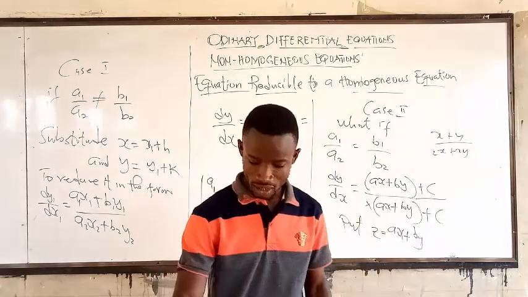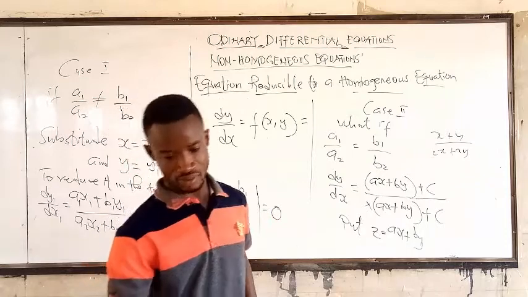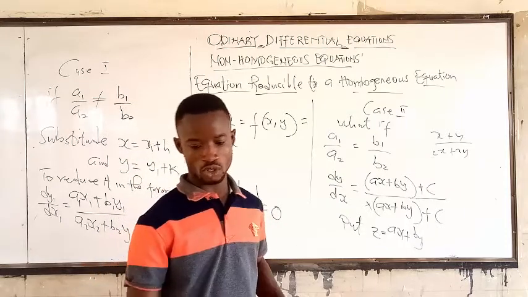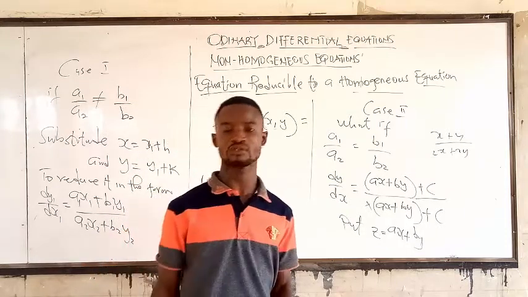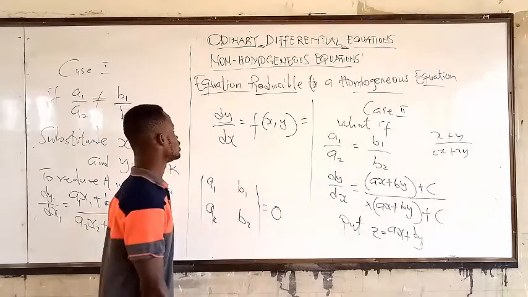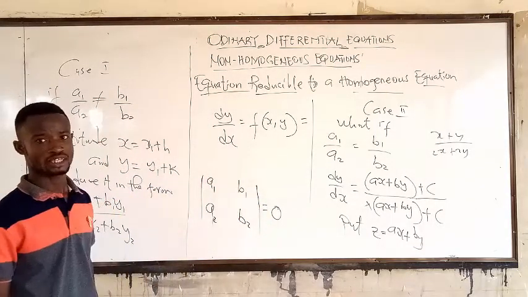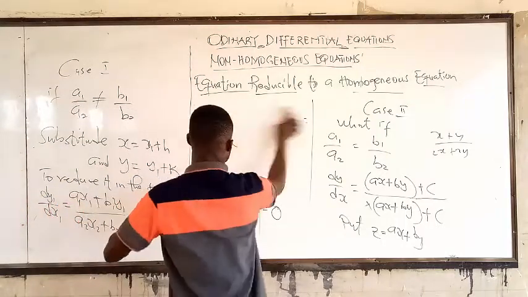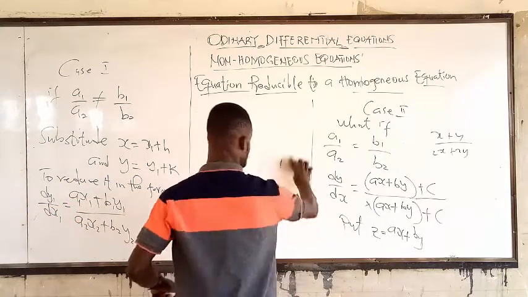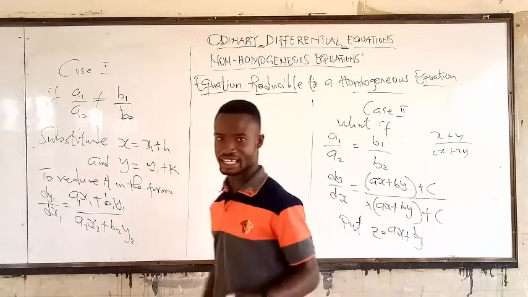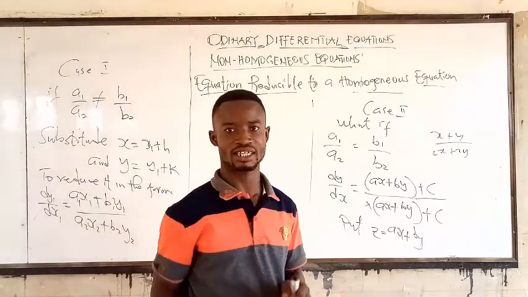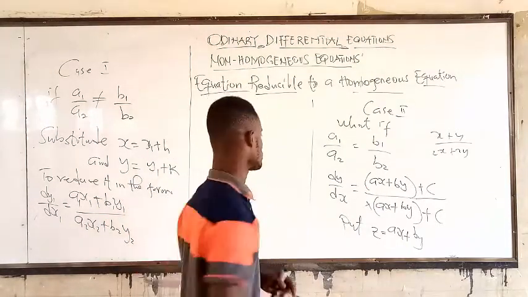So let's look at how we can go through such a question. Equation reducible to homogeneous. In other words, non-homogeneous equation. Don't forget any of the steps, alright? Don't forget any of the steps.